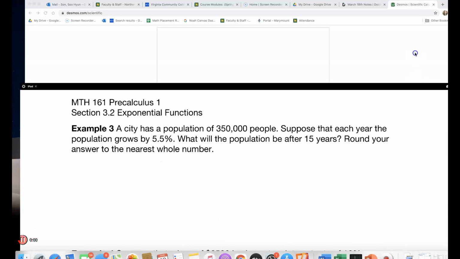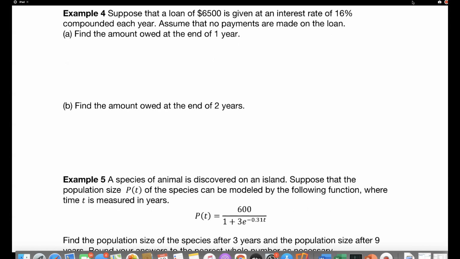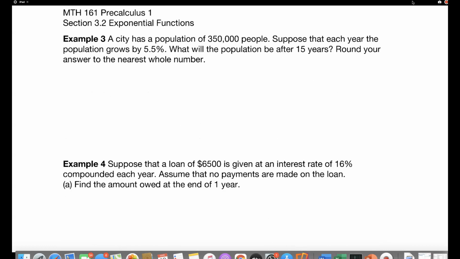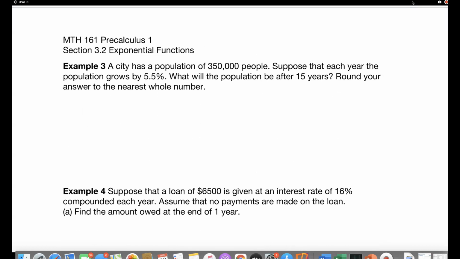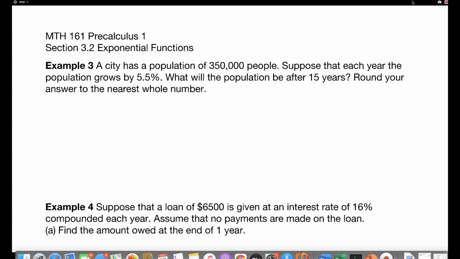All right, let's look at 3 more word problems. Example 3, 4, and 5 in this video. A city has a population of 350,000 people. Suppose that each year population grows by 5.5%. I like this. Instead of A, can I use P for population?